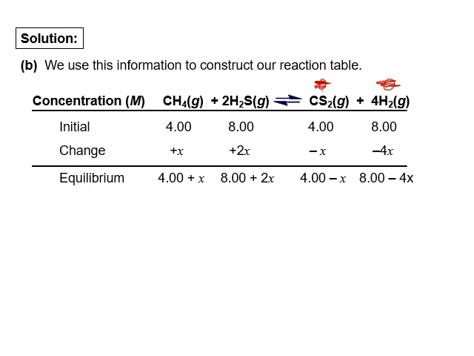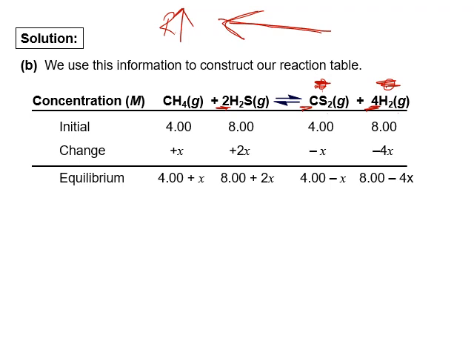Next thing you will notice here is the change is a little different. The signs are different. Why? Because we just saw which direction the reaction will go. The reaction will go from product to reactants, which means the reaction is actually going in the reverse direction. So the concentration of CS2 and hydrogen will decrease. That is why you see a negative here, and concentration of reactants is going to go up. That is why you see a plus here. So this would be 4 plus x, 8 plus 2x, this would be minus x, this would be minus 4x. Sum of everything gives you equilibrium.